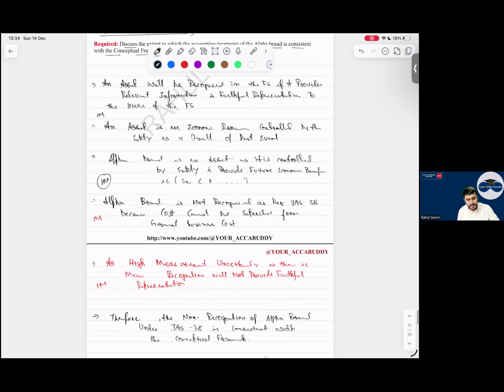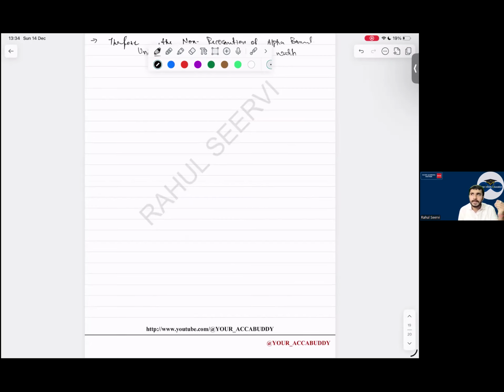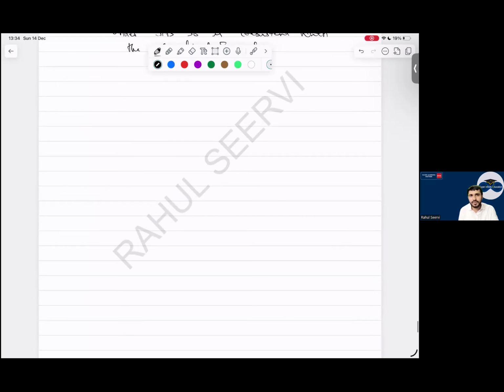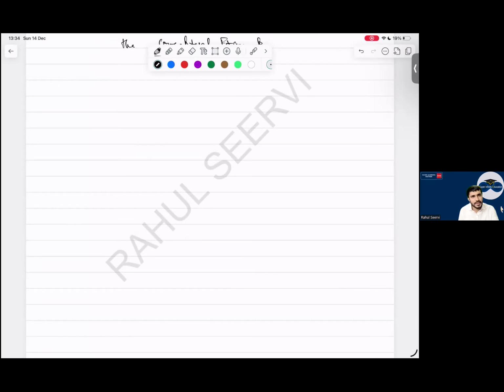Now I will explain a small concept regarding discounting, which is your FM AFM ka part, but it is very important for SBR also.